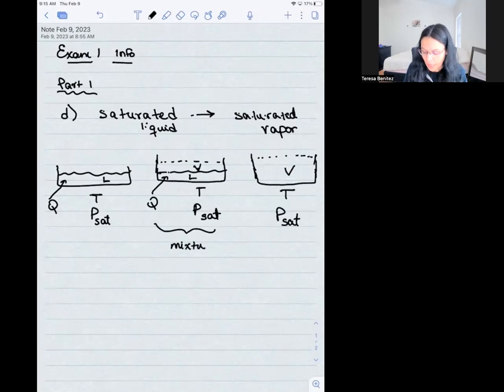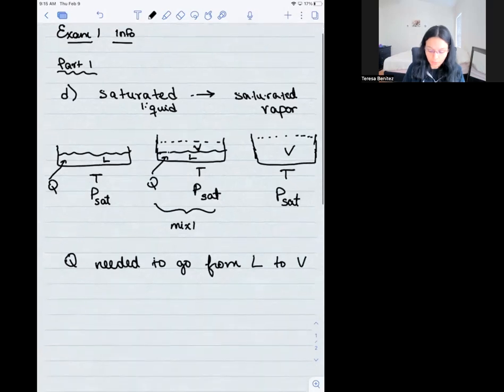In the beginning, I have just a little bit of vapor, a lot of liquid, and then it gradually becomes more and more saturated vapor until all of it is saturated vapor, which would be this part over here, okay? So this is the process, and what the problem was asking is that Q needed to go from L to V, from saturated liquid to saturated vapor.